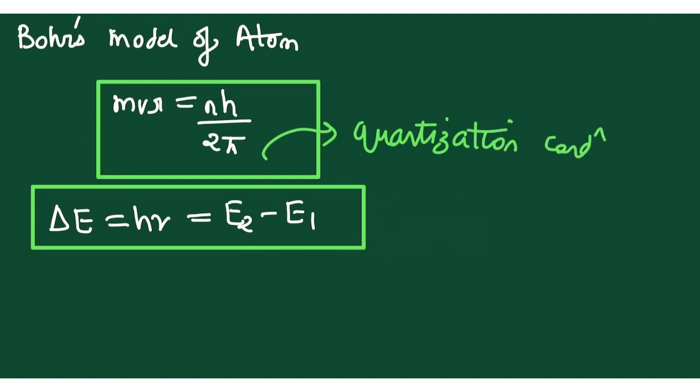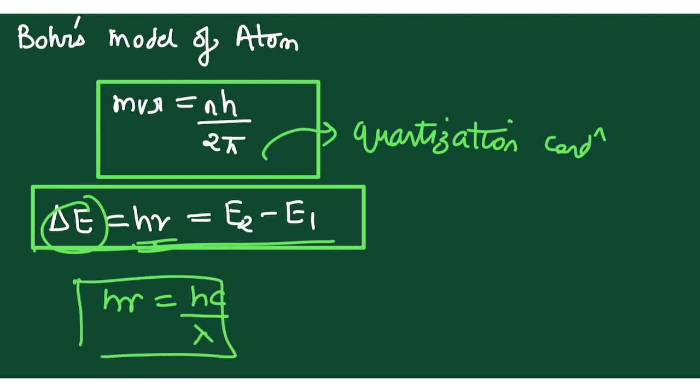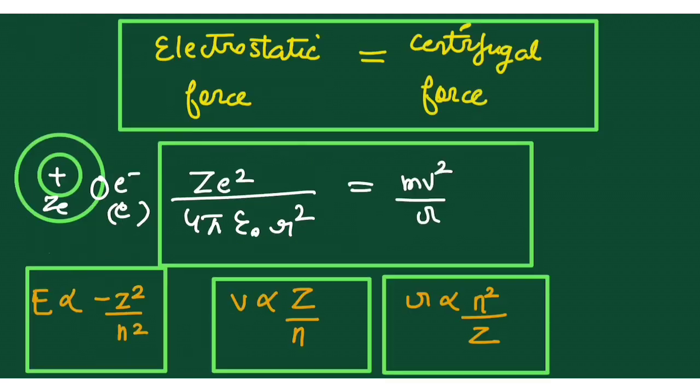Okay. Now, you must have also studied that when the electron has any transition from one energy level to another energy level, it has an energy change. That is delta E is equal to h nu, where h is the Planck's constant, nu is the frequency, and h nu you can also write as hc by lambda. That is given by E2 minus E1, higher energy minus lower energy state.